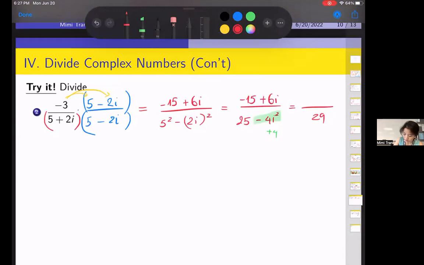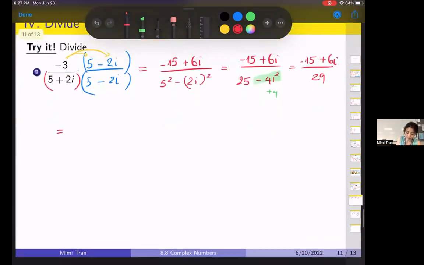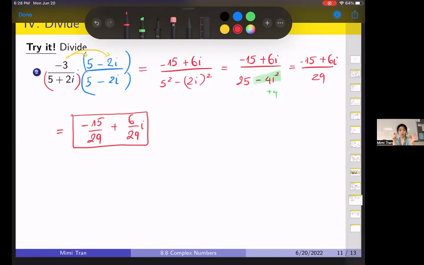Let's rewrite this here. All right. Again, don't stop. You're going to rewrite in standard form. So split it apart. Negative 15 over 29 plus 6 over 29 times i. You can put i on the top next to the 6 if you want, or you can put it right next to the division symbol, right? That line. Just do not put i in the bottom, okay? It's totally different things.